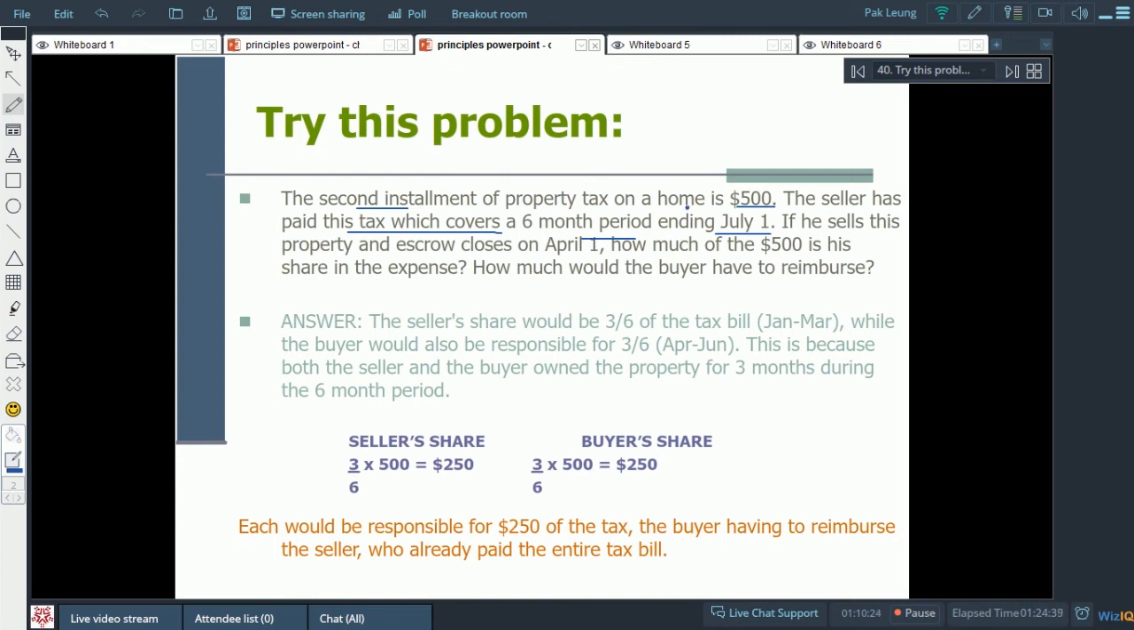Okay, try this problem. Okay. The second installment of the property tax on the home is $500. Okay. 第二期的房地产税是500块。The seller has paid this tax, which covers 6 months period. Okay, ending July 1st. Okay. 这个卖主已经付了6个月了。Okay.